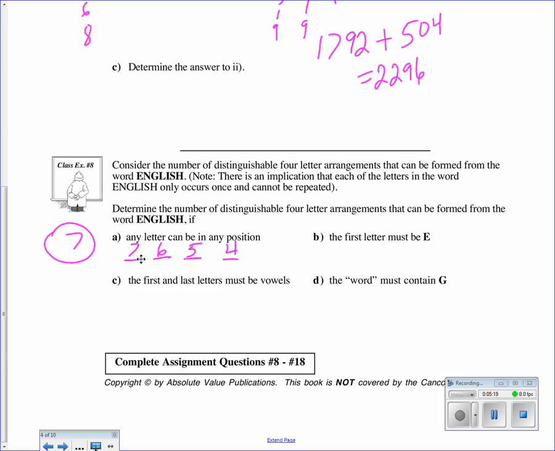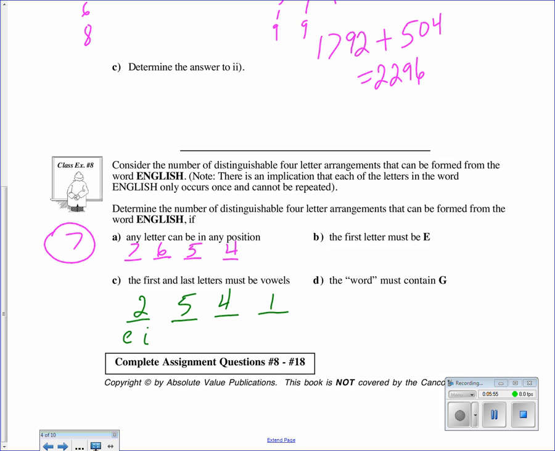Okay, if the first and last letters must be vowels. Well, I only have 2 vowels. The first letter can either be an E or an I, so there's 2 choices for that one. By the time I get to the last letter, there's only 1 choice for that one, because it was used up at the beginning. That means my middle position, I've got 5 choices for the second letter and 4 choices for the third letter.